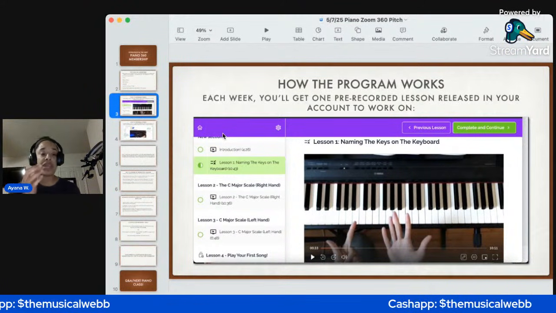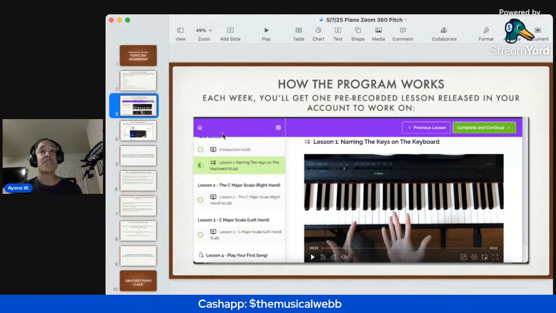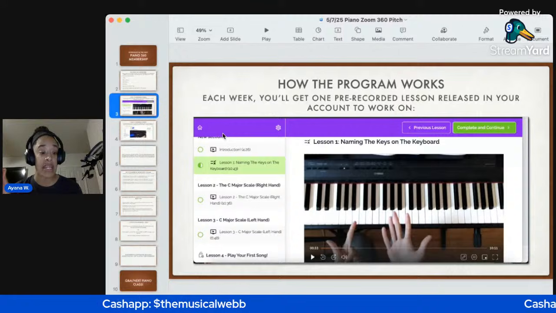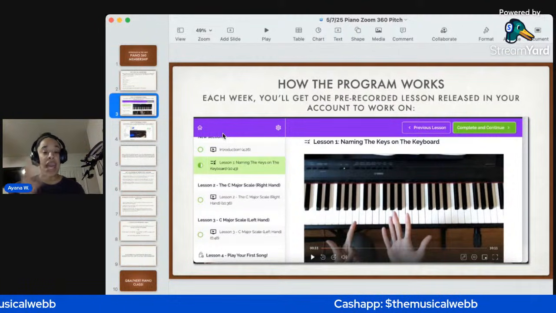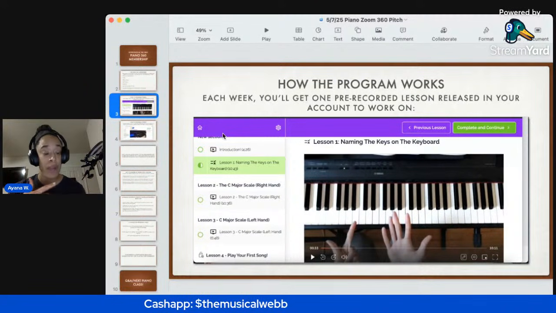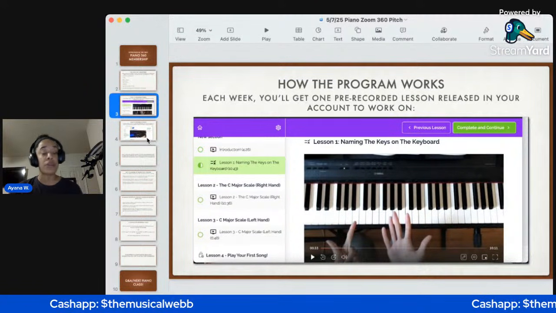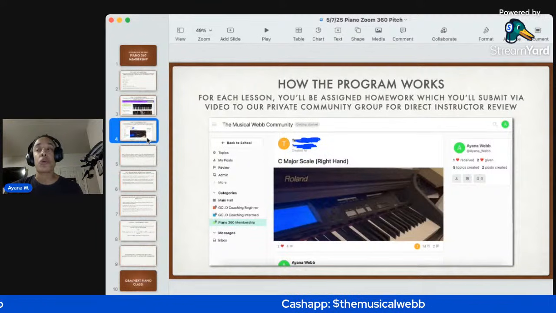So the way it works is each lesson goes over one concept, and the idea is for you to practice that one concept for the rest of the week, for whatever few days you want to do it. And this is a self-paced program, so you can go through the lessons as fast or as slow as you want. And the extra little perk is that you get to be a part of my private community where you'll be encouraged to submit your homework.